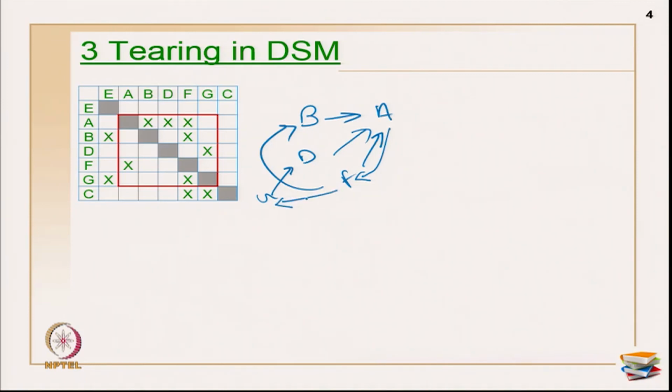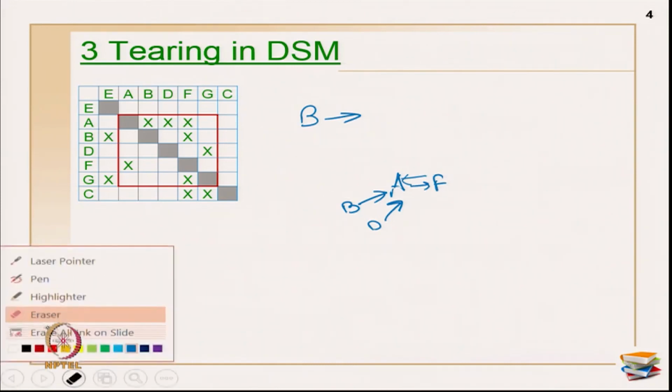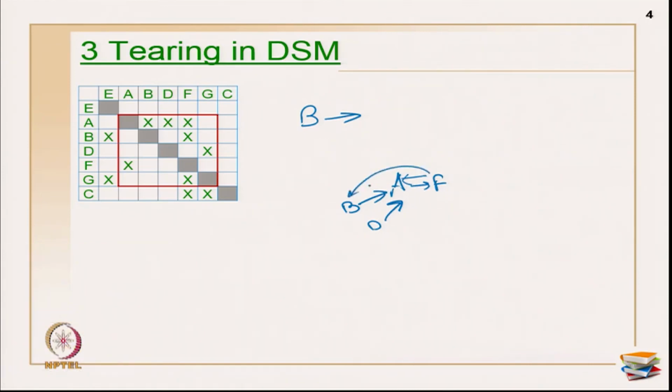Have I identified all the relationships? This is a little clumsy, so I am going to put it in another format: A to F, B to A, D to A, F to A, F to B, F to G, and G to D. So, this is the graphical representation of the block inside.